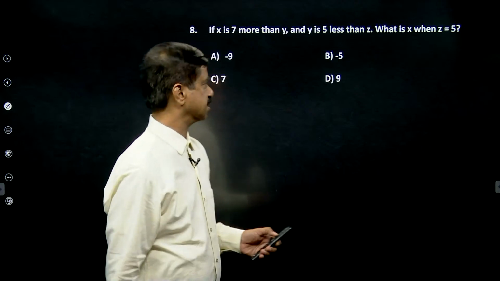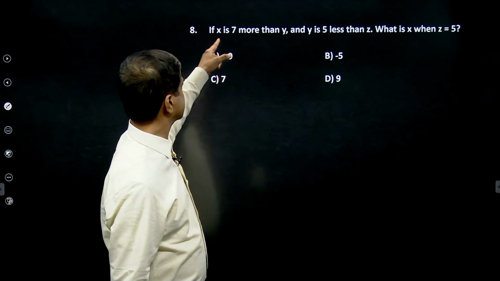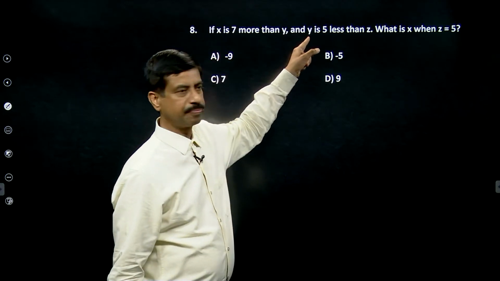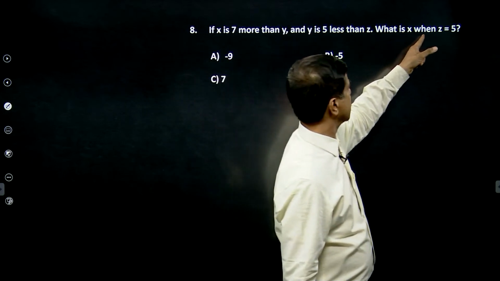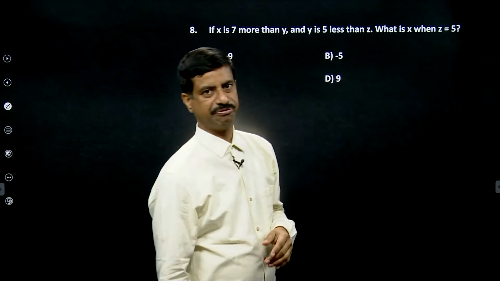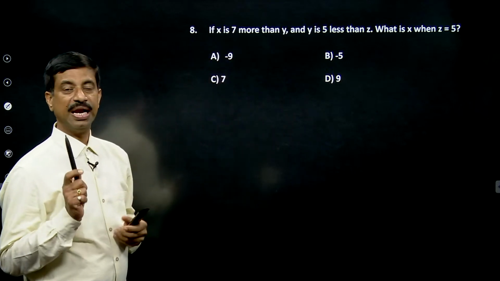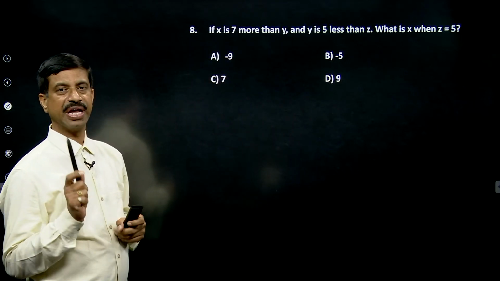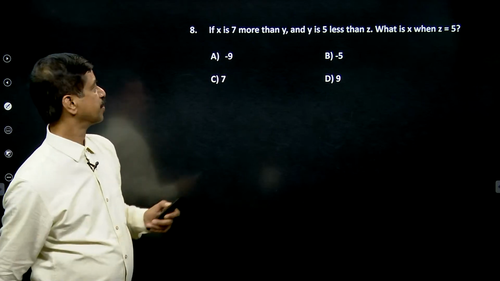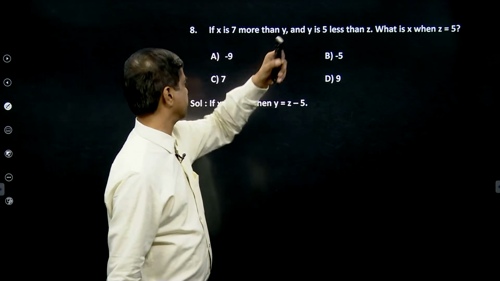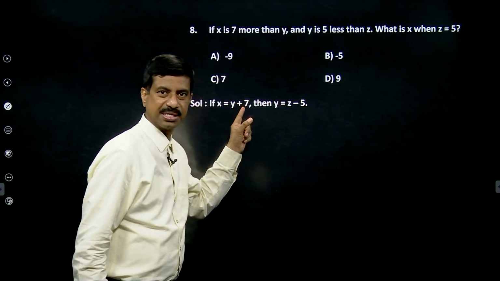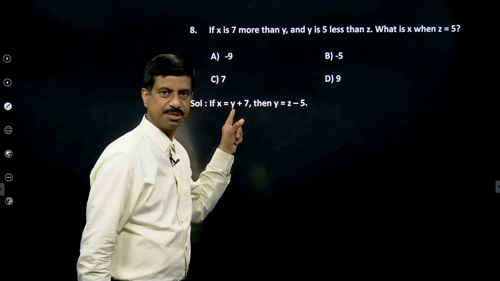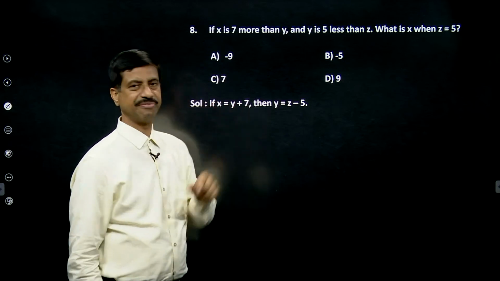Right, children, let's move to the next question. So, look at this. If x is 7 more than y and y is 5 less than z, then what is x when z equals 5? First of all, let us write the relations between x, y and y, z. X is 7 more than y. 7 more means plus, than y means plus y. So, x is y plus 7.